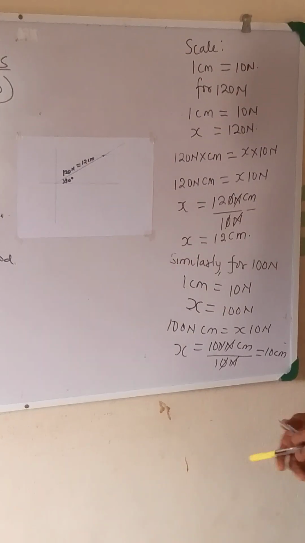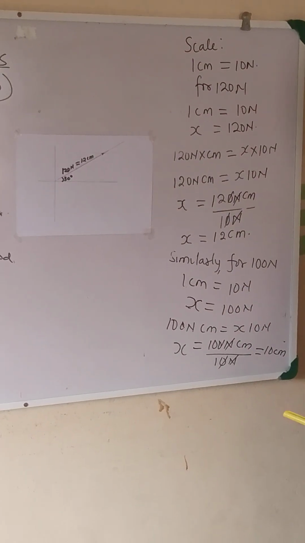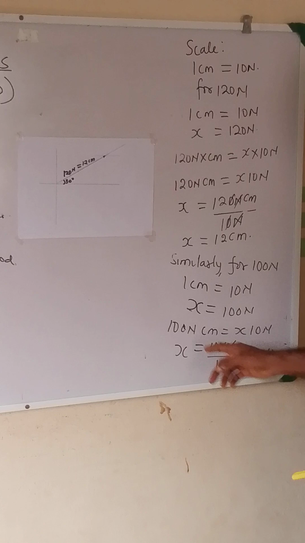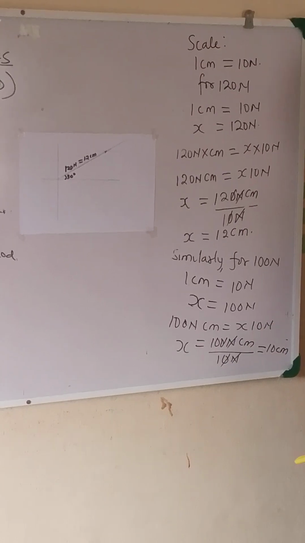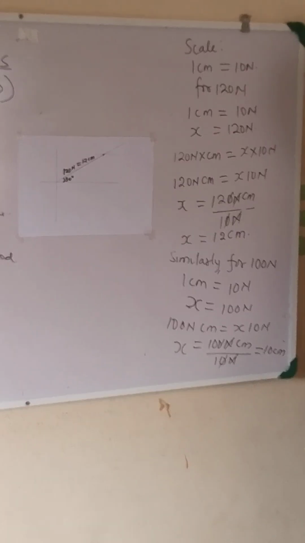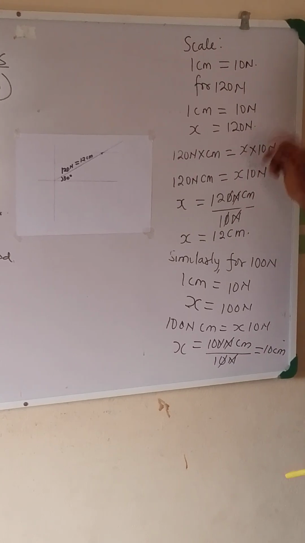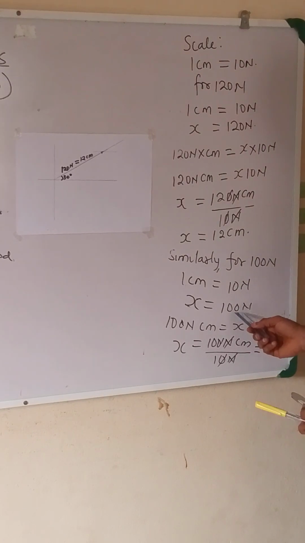Similarly, we do the same thing for the 100 Newton force, which will be 1 cm equal to 10 Newton, and x is equal to 100 Newton. When we cross multiply, we have 100 Newton cm equal to x times 10 Newton. Because we are looking for x, we divide both sides by 10 Newton, and we have 10 cm. What this implies is that the 120 Newton force will be represented in an arrow by 12 cm, and the 100 Newton force will be represented by 10 cm.